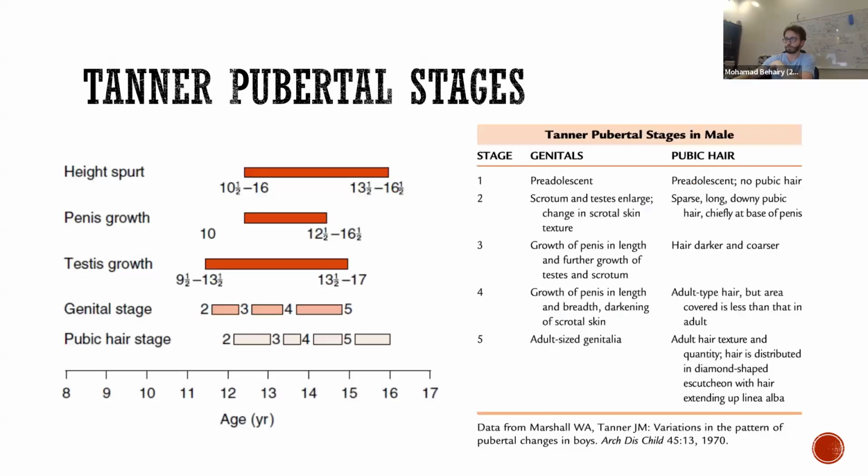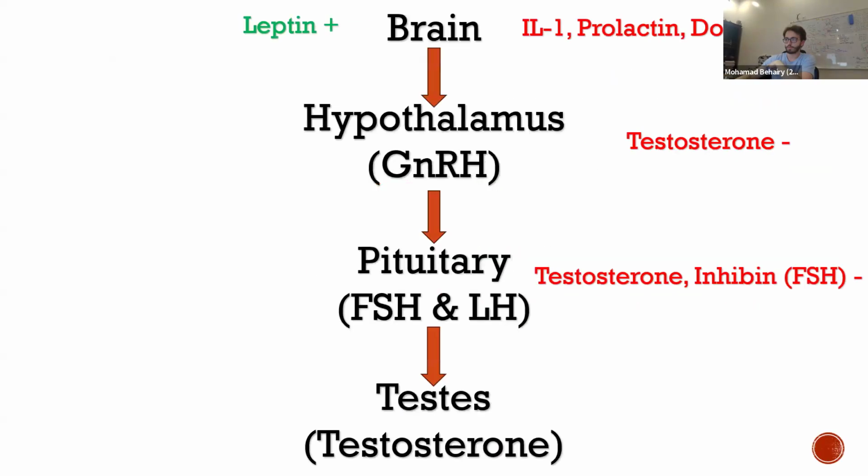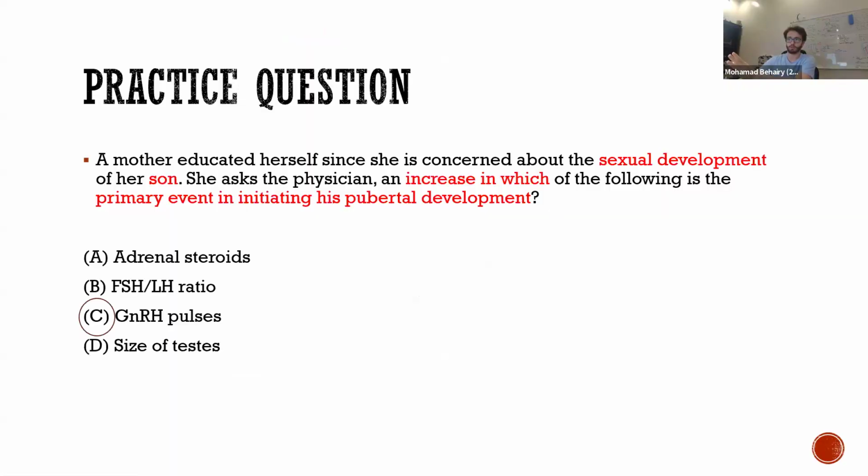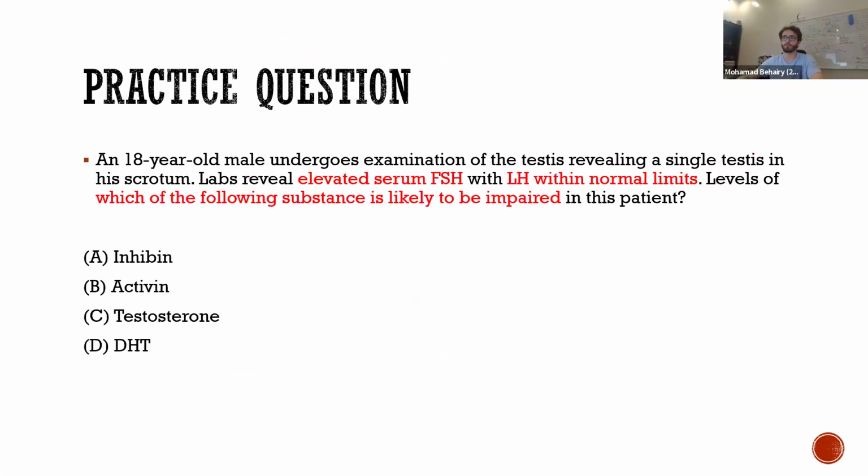Let's go back to the first slide. Here. Everything starts with the brain. Everything starts with GnRH. The testes sizes and the testosterone, all of these come last. All of these things will never happen if we don't have GnRH pulses. So that's why the primary event in puberty is GnRH pulses. Okay? I hope that is clear.